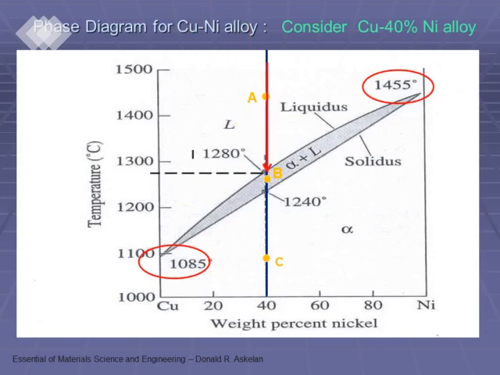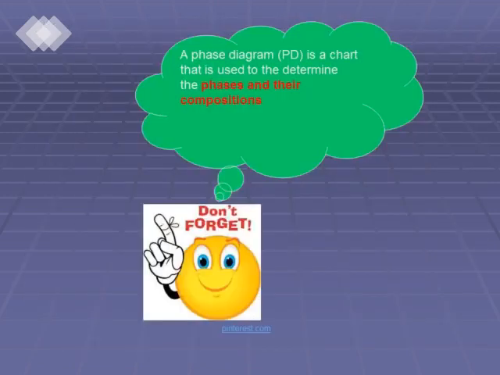Now, let us cool this copper-nickel alloy from 1500 to 1280 degrees Celsius. The copper-nickel alloy solid, i.e. the alpha, starts to form and it keeps growing until it reaches 1240 degrees Celsius, where at this point, the remaining liquid copper-nickel alloy completely solidified. Don't forget that a phase diagram is used to determine the phases and their composition at the point of interest.